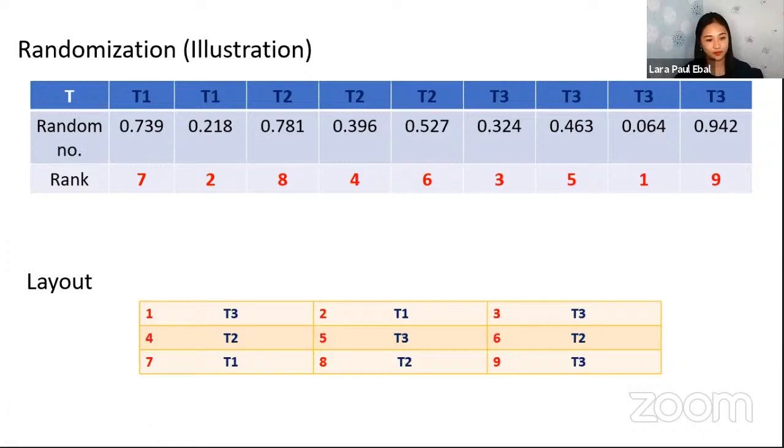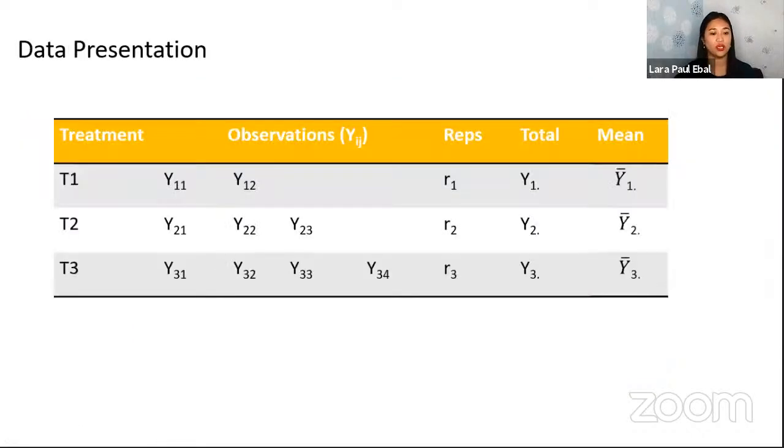And now next, we expect to have this data presentation. Since we are dealing with 2 replicates under treatment 1, we have 2 observations, because from each replicate, there is 1 observation. For treatment 2, it's the same. We use 3 replicates, so we expect to have 3 observations. So this is the data presentation. Then we also have the number of replicates, the total, and the mean. So just a basic data presentation.